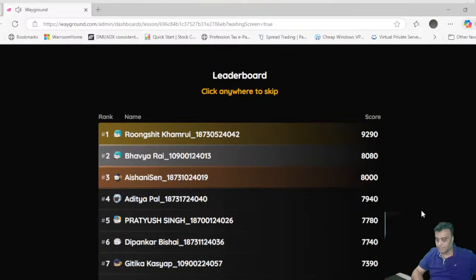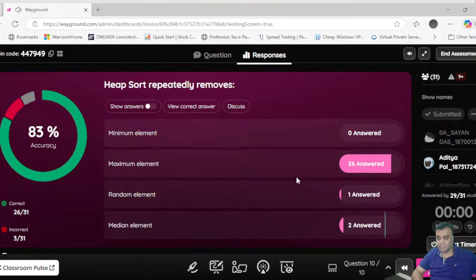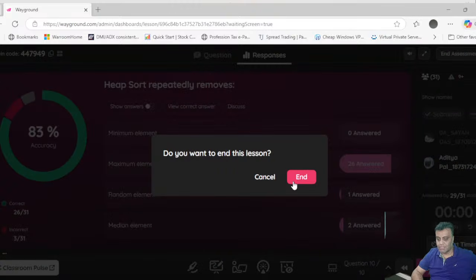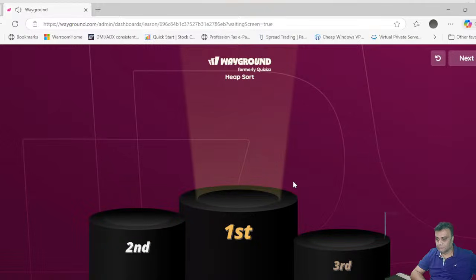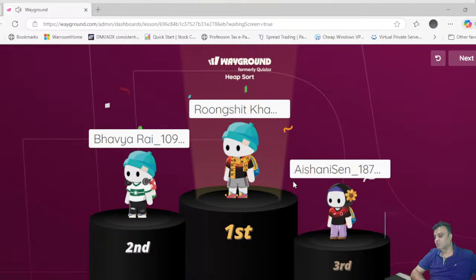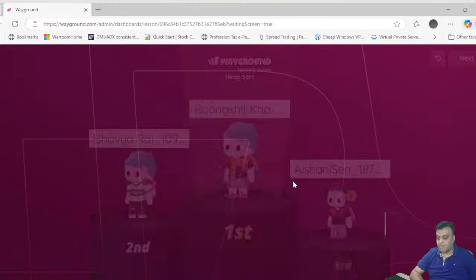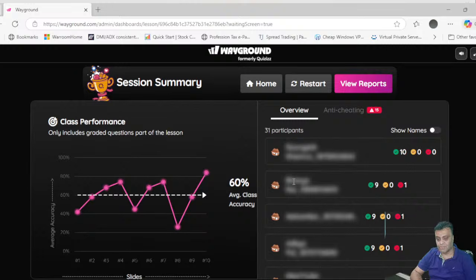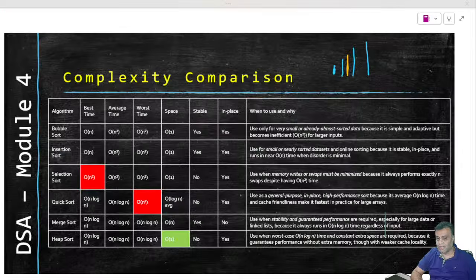Good. You have assumed max heap and then said maximum element, which is fine. So we will end the assignment here. Oishani, Bhavya, Roomsheet, good. So we have new names here, new faces here other than the last quiz. This quiz will be now aggregated and I will publish the aggregated response. Accuracy has improved as we went along the way, which is also good. So thank you for that. Let us complete.